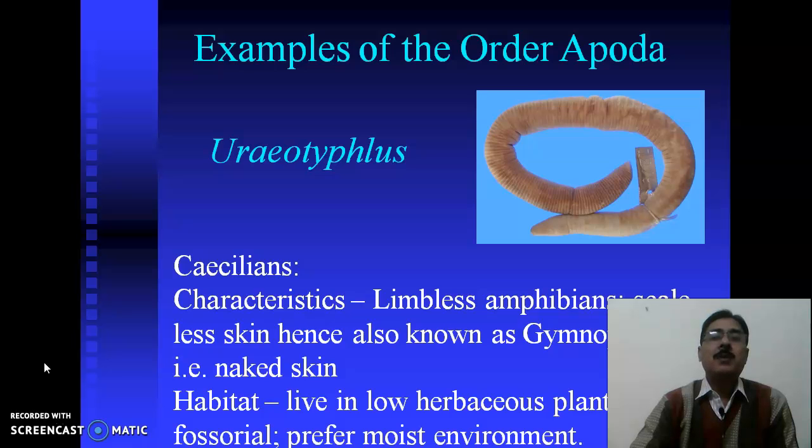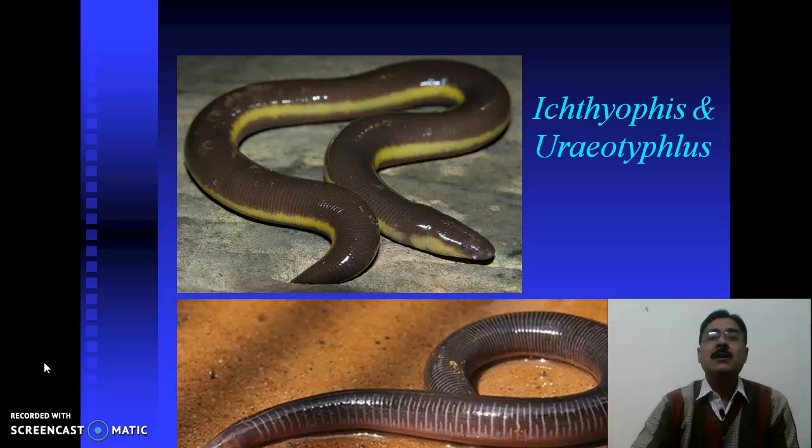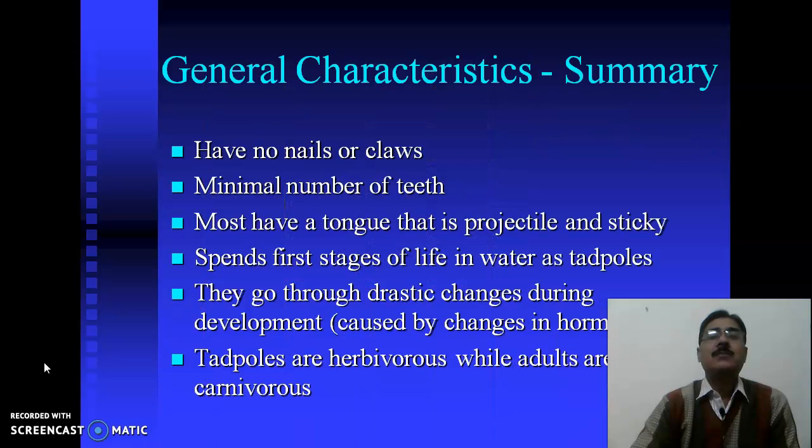This is the common example, the Ureotyphlus, a caecilian characterized by absence of limb, scaleless skin, hence known as Gymnophiona, the naked skin. It lives in low herbaceous plantation. It is fossorial, it means burrowing, and prefers moist environment. This is Ichthyophis, and again the Ureotyphlus. Both are burrowing. You can easily see the wrinkles in their skin.